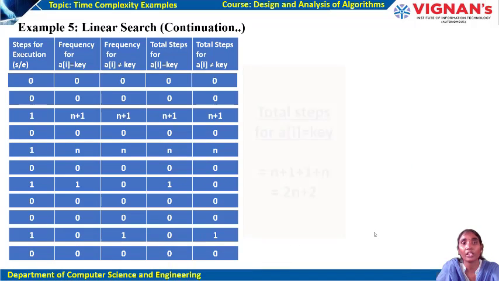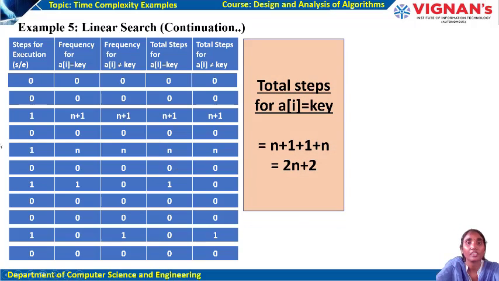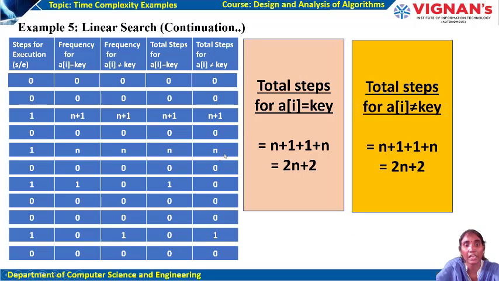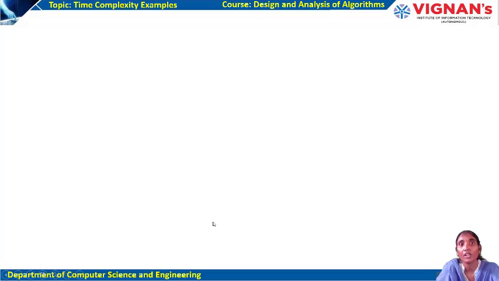And then the total number of steps for A of i is equal to key is n plus 1 plus n plus 1, which is equal to 2n plus 2. And for A of i not equal to key, it is n plus 1 plus n plus 1, which is equal to 2n plus 2.